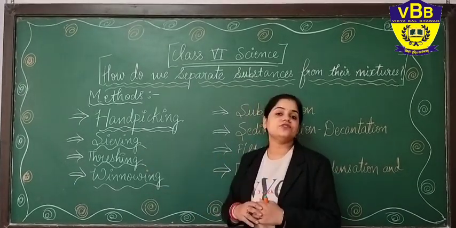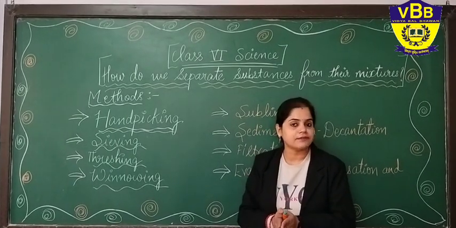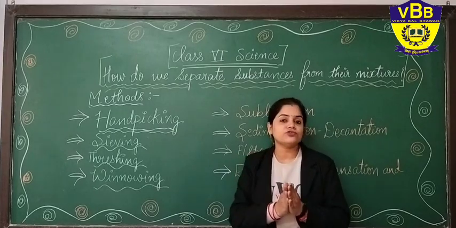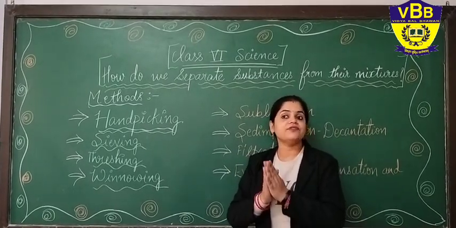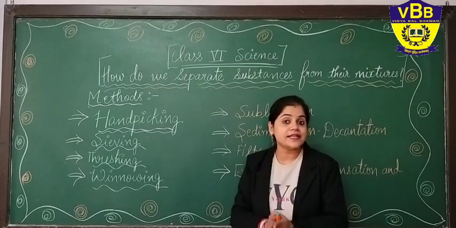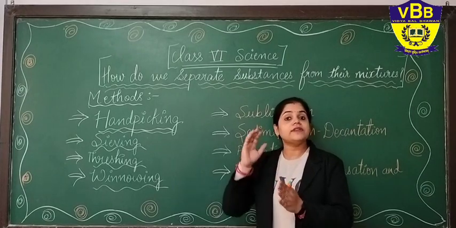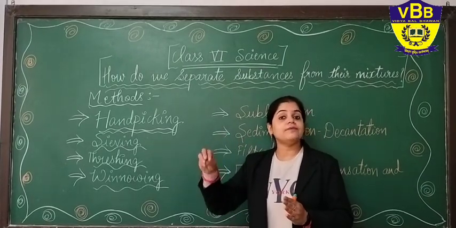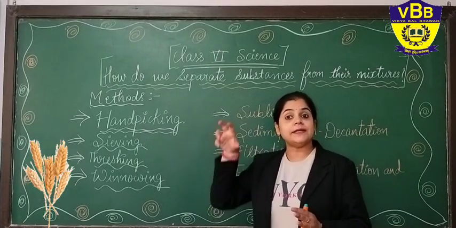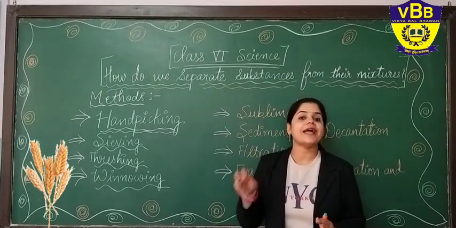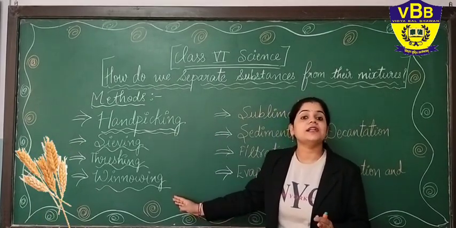Now next one is threshing. As the name suggests, threshing means beating something. It is the process of separation of grains from their stalks. When the farmers are separating the grains by beating it on a hard substance in the farmland, they separate the grains from their husk or from their stalk. That beating process is known as threshing. Okay. Now it is followed by another method, that is winnowing.